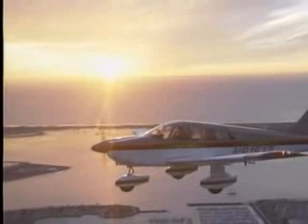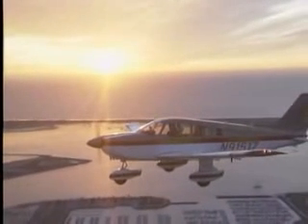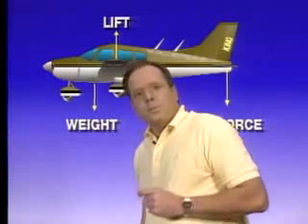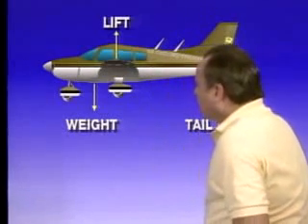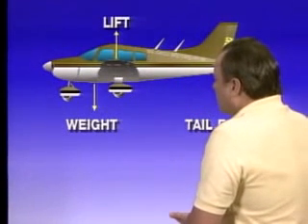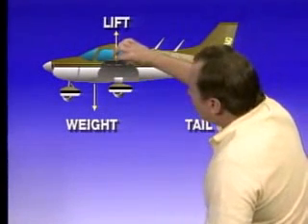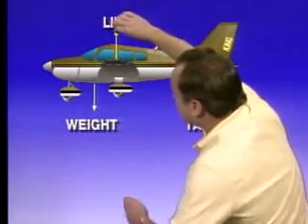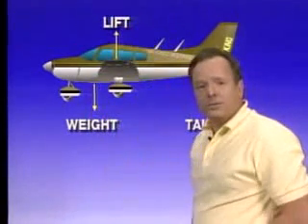Now let's talk about how moving the center of gravity around will change the stability of an aircraft. First of all, most airplanes are designed so that the center of pressure is right about here, but the center of gravity is ahead of the center of pressure.